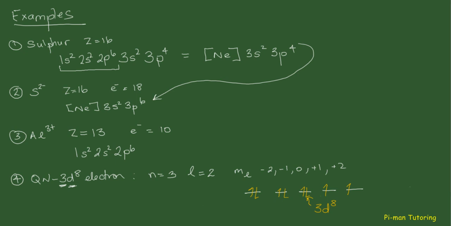And its quantum numbers are therefore n equals 3, L equals 2. It's sitting in this middle degenerate orbital where ml is equal to 0. And it's the second electron to go into that orbital. And so, since the first one was an up, this one would be a down. And there you have the 4 quantum numbers for the 3d8 electron.